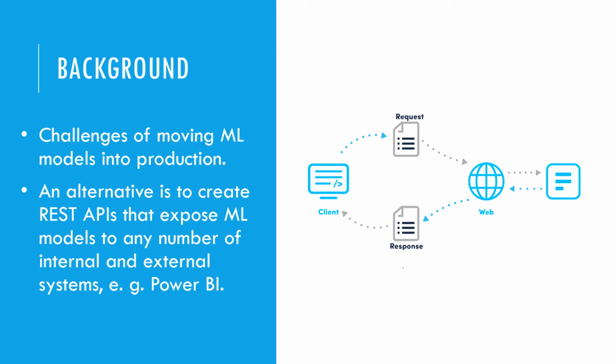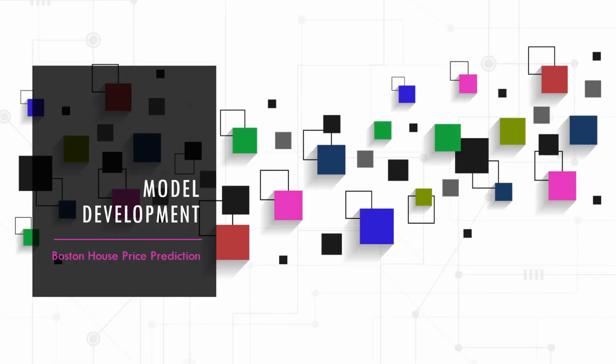The rest of the presentation gives an overview of how to A. expose R model functionality as API endpoints, and B. consume it by external applications. To start with, we need to build a machine learning model. For this purpose, we have built a machine learning model for house price prediction in Boston.